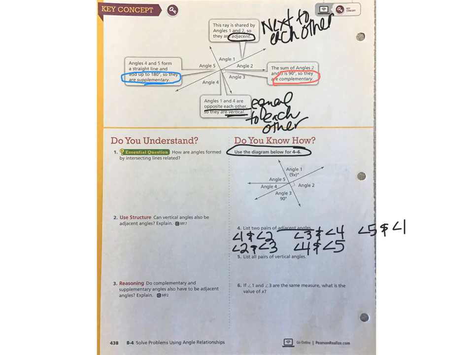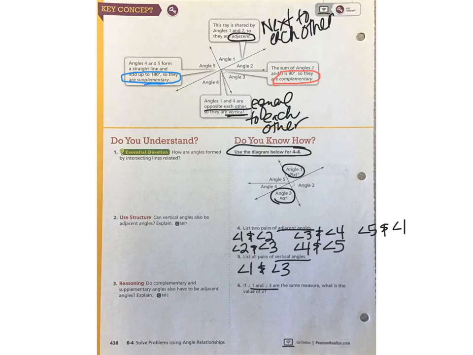Number 5, list all pairs of vertical angles. Well, in this case, remember, vertical angles are across from each other. There is only one pair of vertical angles, angle 1 and angle 3. The other pairs might be across from each other, but they don't share the same 2 rays.